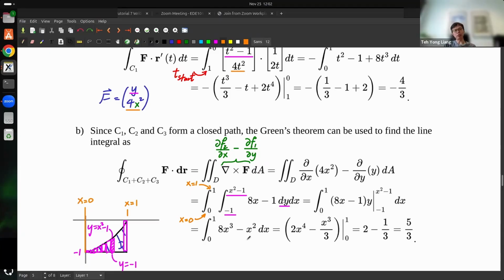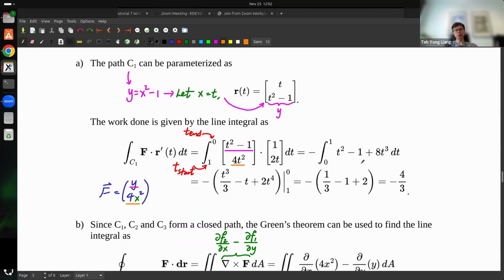Okay, but of course, to get to this point, you need to know how to parameterize the path, right? You need to know how to parameterize the path, how to compute the dot product. So then that will be on topic 7. That's why I say topic 7 and 8 will be the most important topics.